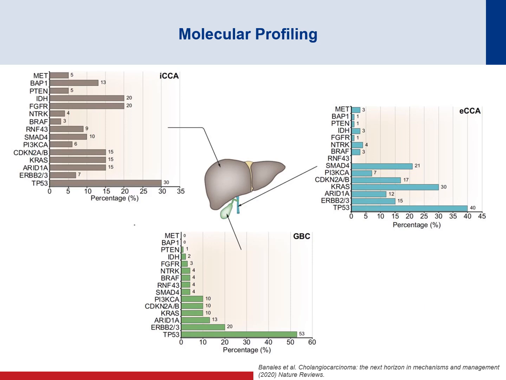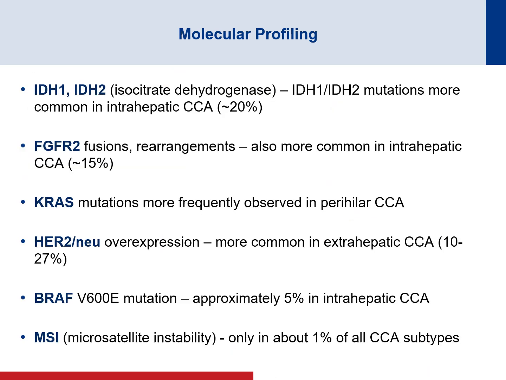Then we also have the IDH1 inhibitor, the so-called ivosidenib, which was also approved by the FDA last year for use in adult patients with previously treated locally advanced and metastatic cholangiocarcinoma harboring an IDH1 mutation. The IDH1 and IDH2 mutations are more common in intrahepatic CCA, in about 20%, as well as the FGFR2 fusions or rearrangements, also more common in intrahepatic CCA, in about 15%.